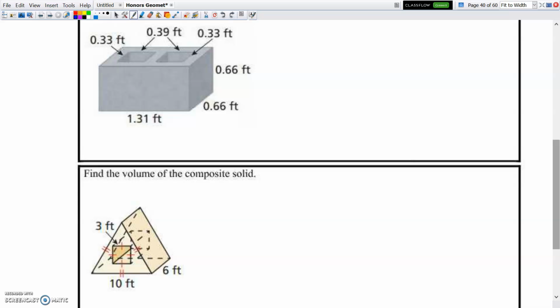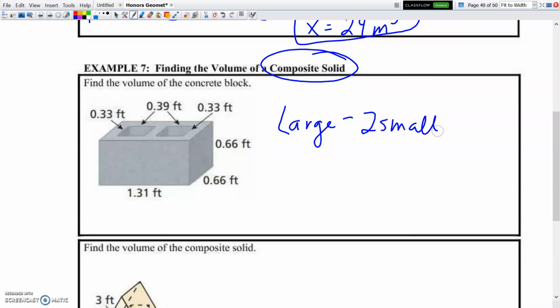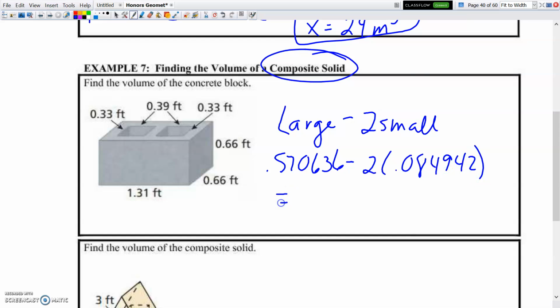I just want to take a look at the setup here. So if we want to define the composite, when they say composite solid, it means it's made up of a couple of things. So they're finding the volume of the concrete block. So we're going to find the volume of the large block, and we would subtract from it the two smaller ones. So I actually already have that. It's going to be 0.570636 minus, and then each small one is 0.084942. And then if I just calculate that out, you get this number. So that's about 0.4 cubic feet. Just rounding it.